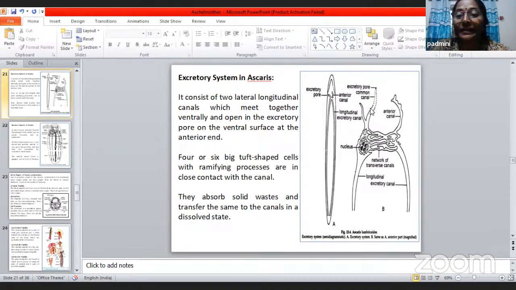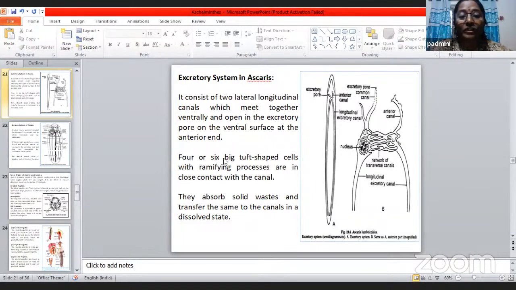And the anterior canal is attached to the excretory pore, and this is where the excretory pore opens. So this is the anterior canal, and the excretory pore opens at the anterior region itself. It has long ventral excretory canals over here, on the ventral side, also called posterior. So if they are anterior over there, these two are the posterior long excretory canals reaching up till the anus region. Almost at the anus region, you find those long excretory canals.